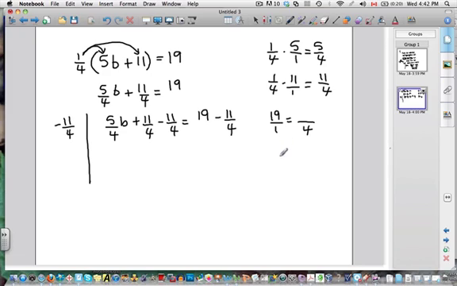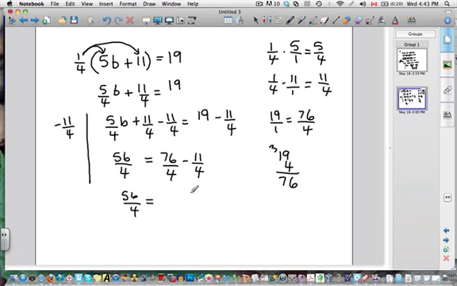Well, I think you know by now that you multiply 19 by 4. 4 times 9 is 36. 4 times 1 is 4. Carry the 3. 76. So this is 76 over 4. So I rewrite my statement here. 5b over 4. These two become 0, so I will not rewrite them. I'm going to replace the 19 with 76 over 4 minus my 11 over 4. I write the same statement below. Now here I have 76 over 4 minus 11 over 4. Remember, when you subtract fractions, you keep the denominator and you subtract the numerators. So I end up with 65 over 4.